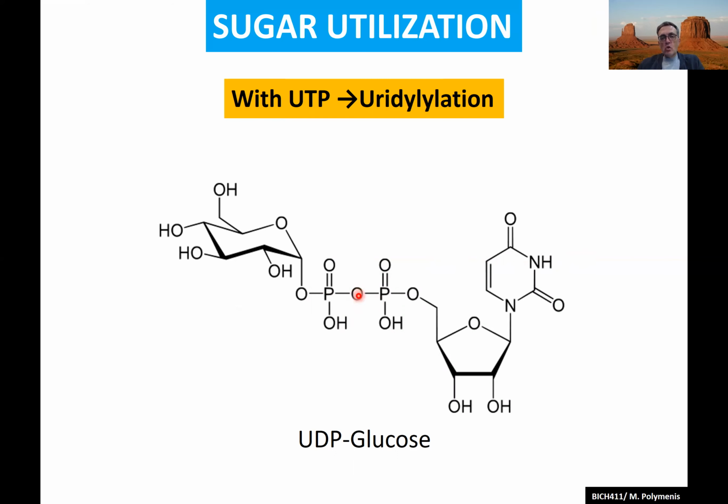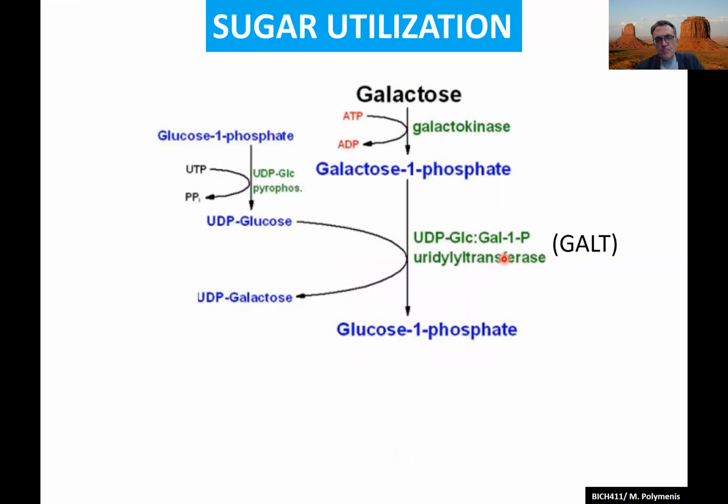So this oxygen attacked this phosphate on UTP and the pyrophosphate left, and what you end up with is UDP glucose. So it's activated now. Glucose got uridylated. And what do we do with this? That's this reaction here, the side reaction. We have our galactose 1-phosphate waiting, so we put it in the waiting room here.